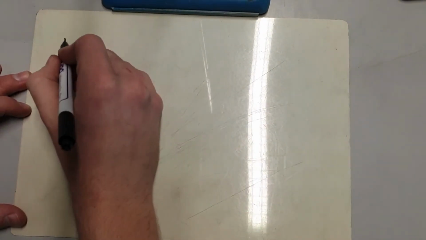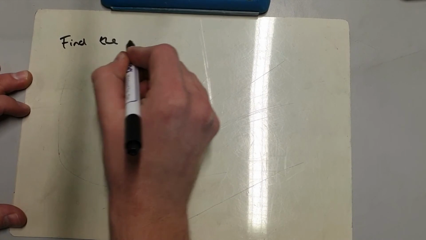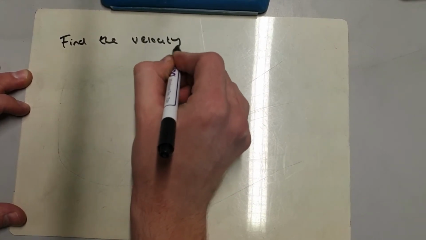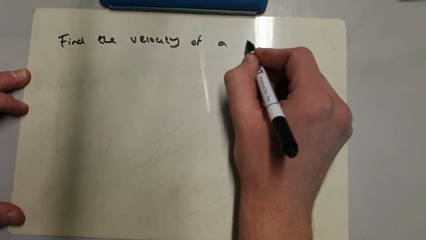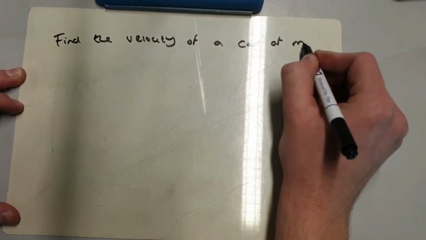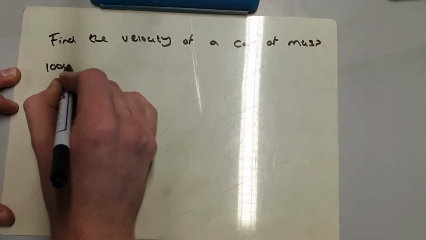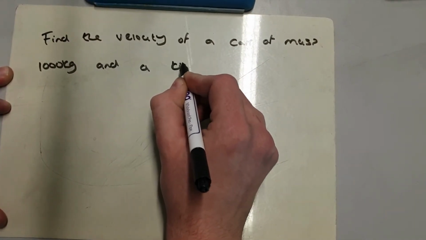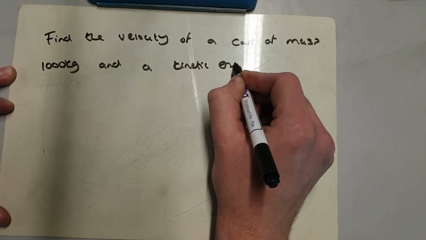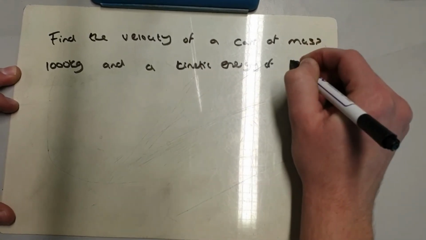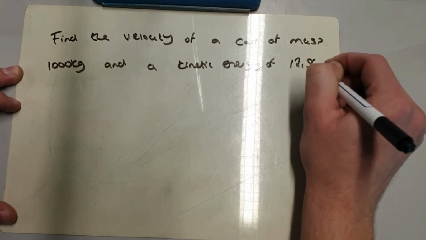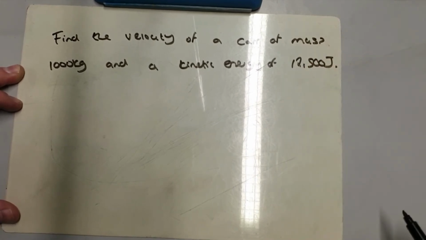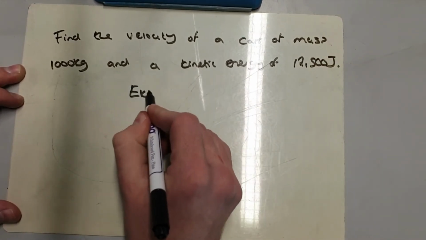Now, the final thing that they could ask you to calculate through this is they could ask you to calculate the velocity. So for example, find the velocity of a car of mass 1,000 kilograms and a kinetic energy of 12,500 joules. So it's the same idea, it's the kinetic energy.